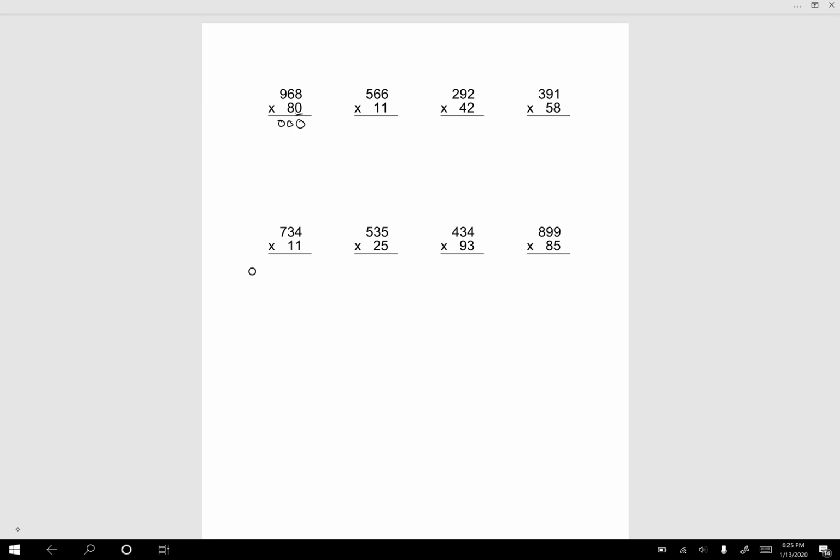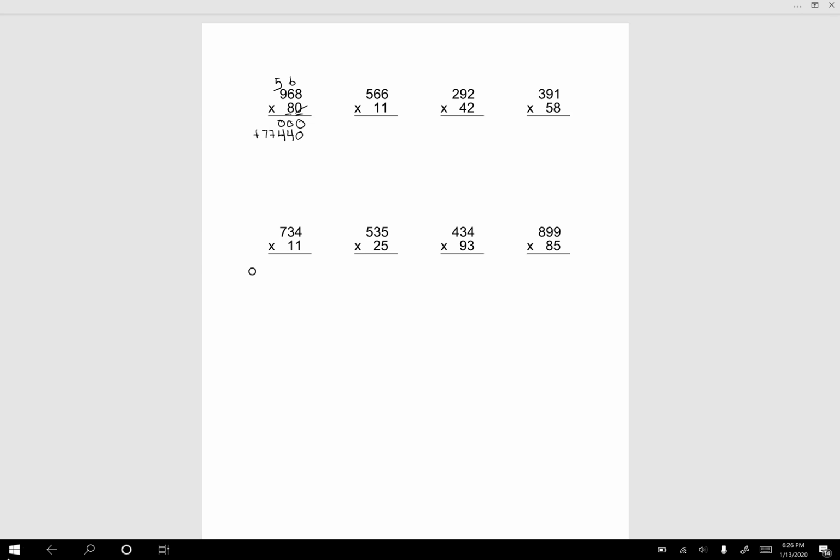So I'm done with the 0, but now I have to remember to put the placeholder 0 in the ones place and then go ahead and multiply by the 8. So here I have 8 times 8 is 64. So 4, and I carry the tens place. 8 times 6 is 48, and 48 plus 6 is 54. So I will write the 4 down and carry the 5. 8 times 9 is 72, plus 5 is 77.